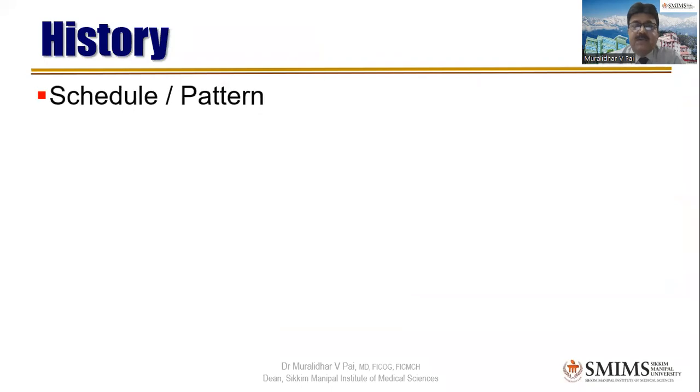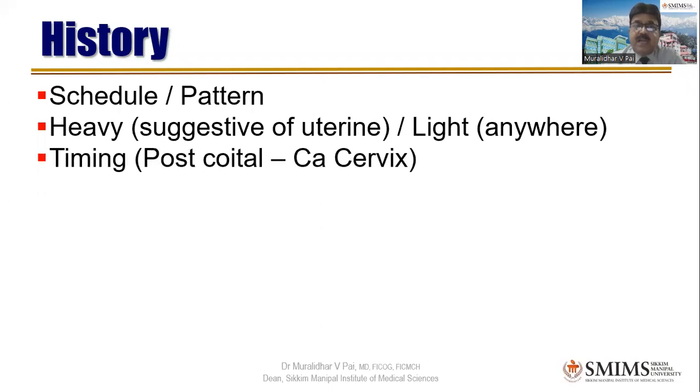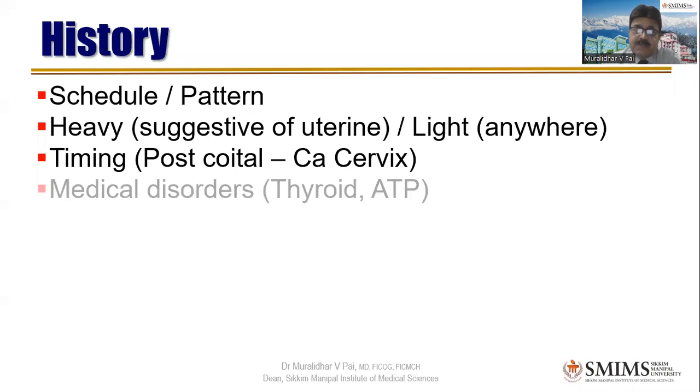History is very important. You should note the scheduling as well as pattern of bleeding. If it is heavy, it is suggestive of uterine origin. If it is light, it could be either uterine or ovarian. Timing is important. If it is postmenopausal, for example, it could be carcinoma cervix straight away. Postmenopausal, it is endometrial carcinoma.